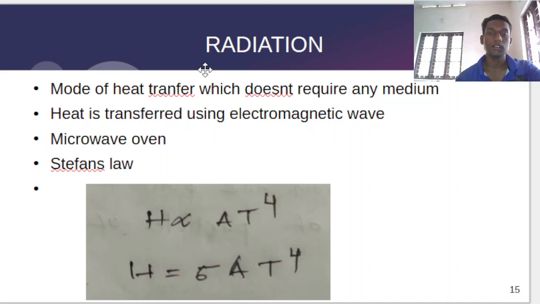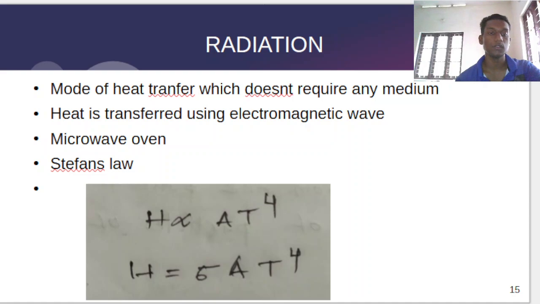And in case of radiation, the law involved is called Stefan's law. Kashinath has taken a class, has taken the seminar on this, so I'm not going deep into that. By Stefan's law, the heat transfer will be directly proportional to the area and the fourth power of the absolute temperature. Then, in order to remove the proportionality, we will be adding a constant. This is known as the Stefan's constant and is denoted by sigma.